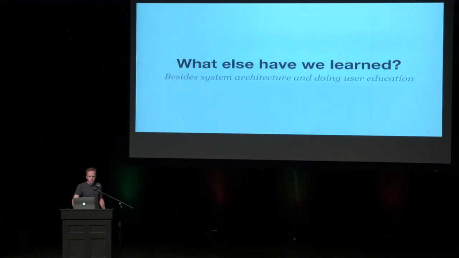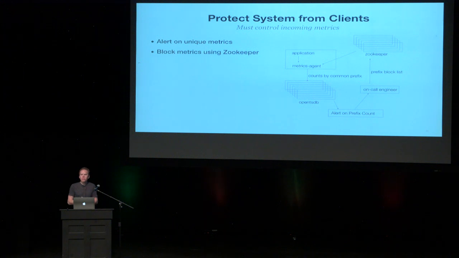So what else have we learned besides system architecture and doing user education? Well, we need to protect the system from the clients. Now that site availability is high, the availability of the monitoring system must be even higher. Architecting for high availability with multiple clusters and duplicated data will not help if certain metrics start hammering the system. A high number of unique metrics can flood Kafka, cause Graphite to quickly run out of disk space, or HBase to have high call queue lengths, making both systems unavailable.